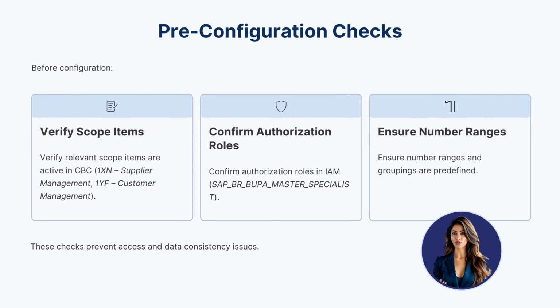Pre-configuration checks. Before beginning, perform a few essential checks. Ensure that the relevant scope items like Supplier Management 1XN and Customer Management 1YF are activated in CBC. Confirm that your IM role, SAP BR BUPA Master Specialist, is assigned. Lastly, verify that number ranges and groupings for business partners are already configured in your tenant.